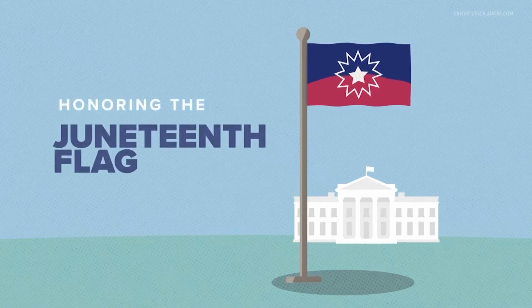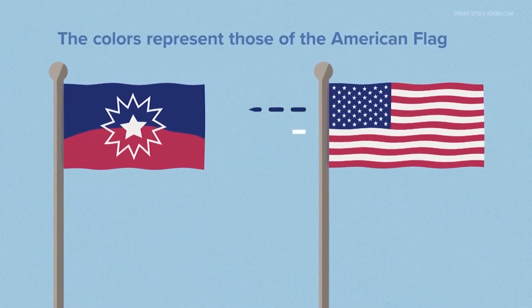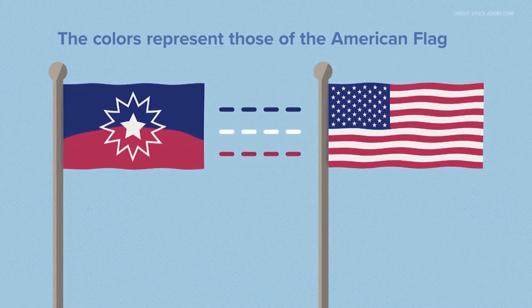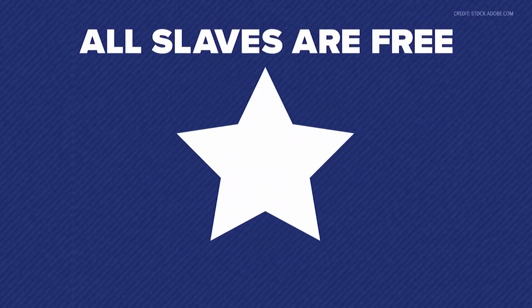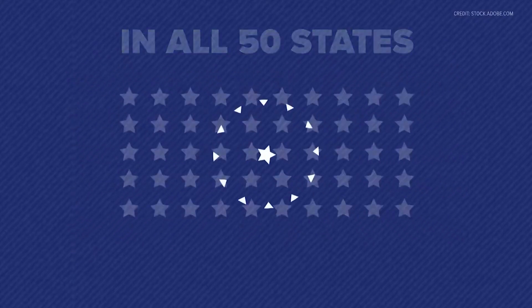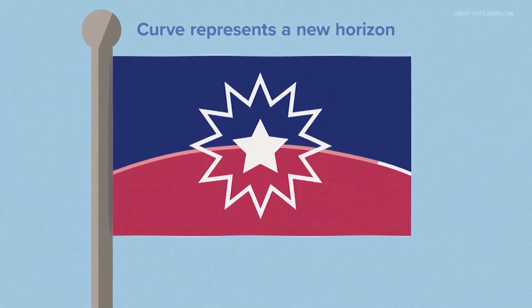Number 12, celebrating the Juneteenth flag. While sharing the colors of the American flag, the red, white, and blue represent the idea that African Americans were and are Americans, even throughout slavery and its aftermath. The star on the flag represents the freedom of Black people in all 50 states. The arc across the flag symbolizes a new horizon and opportunities for Black Americans.